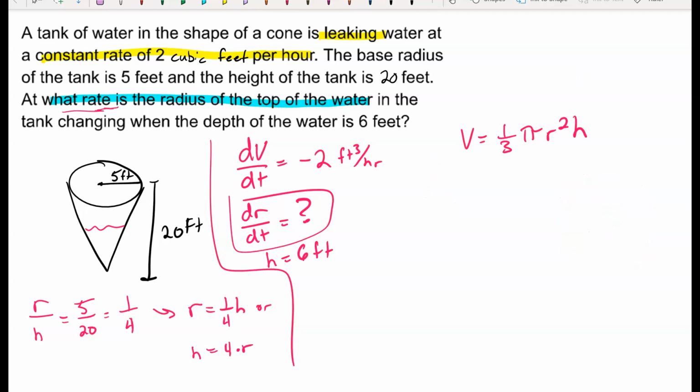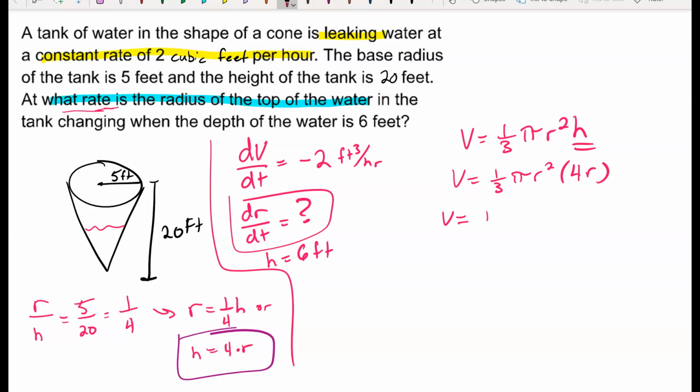So I'm going to make a substitution for h here. I already know earlier that my height is the same thing as 4 times my radius. So I'm going to substitute in. My volume is 1/3 pi r squared times 4r. And if I rearrange this a little bit more and bring that 4 out in front, this is 4/3 pi times my radius cubed. Okay, now we're getting somewhere.